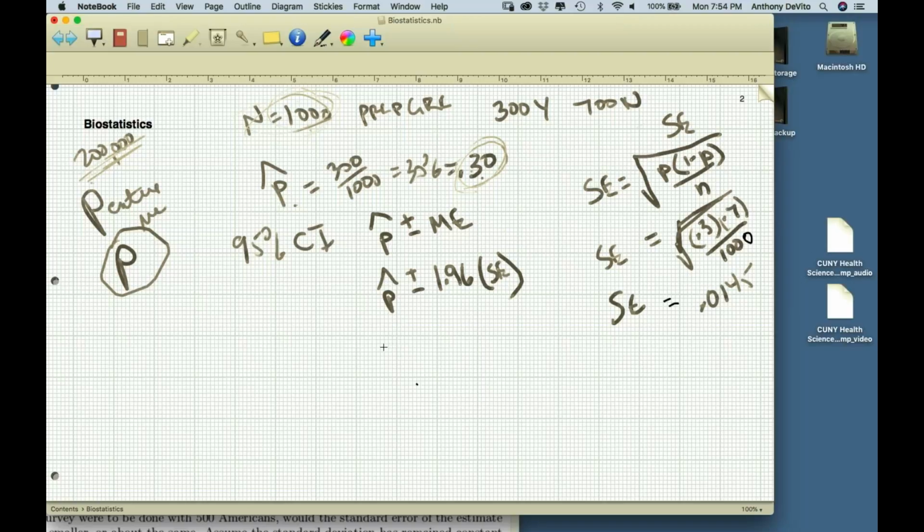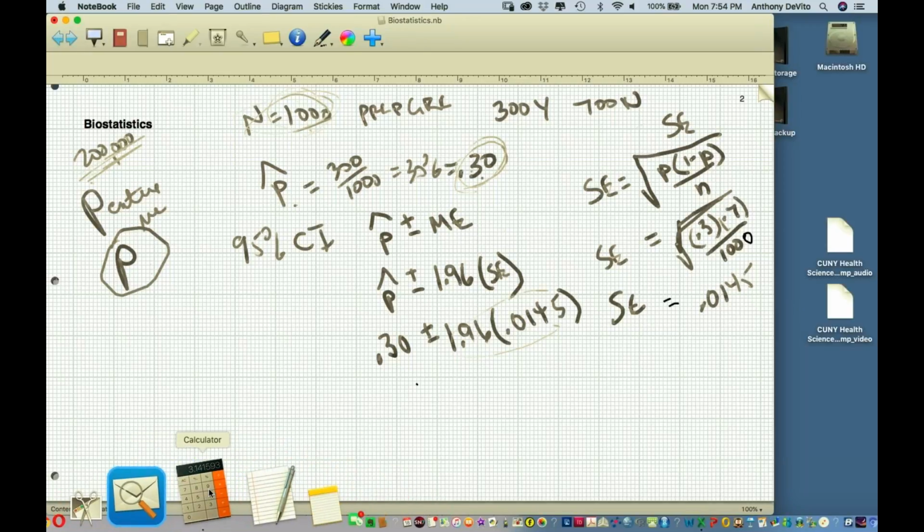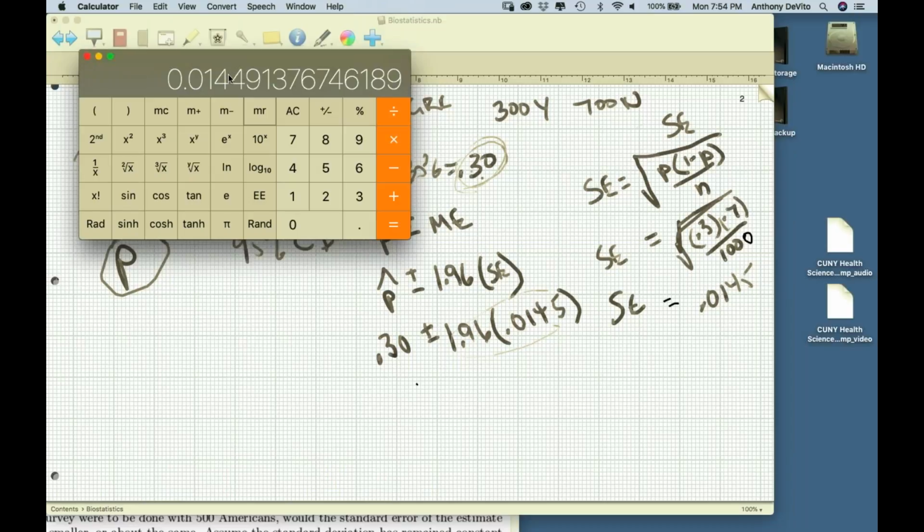Actually, the entire thing here. So it's 0.30 plus or minus 1.96 times 0.0145. So now I'm going to calculate my margin of error. Okay, here is our standard error. So I'm going to multiply that by 1.96. Here's our margin of error. I'm going to clear memory, and I'm going to store this in memory. Okay, there, good. So that's in memory.